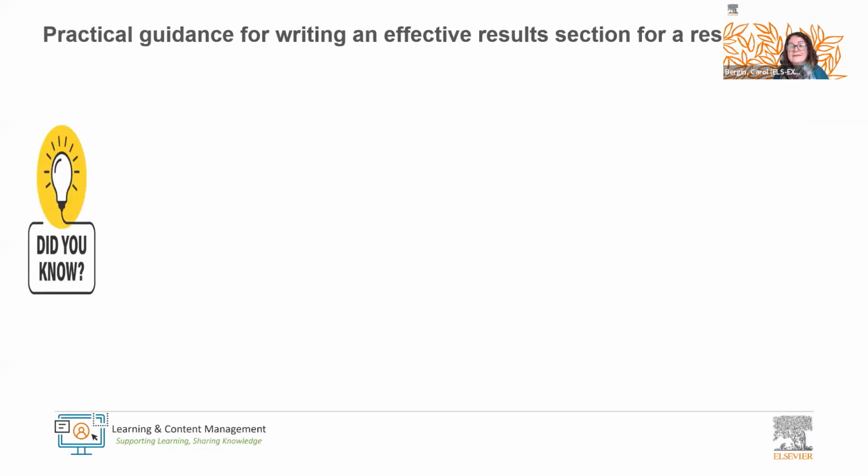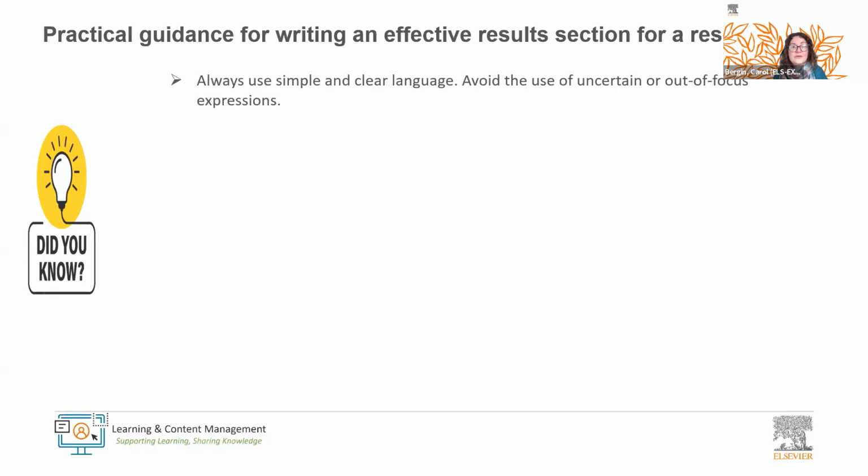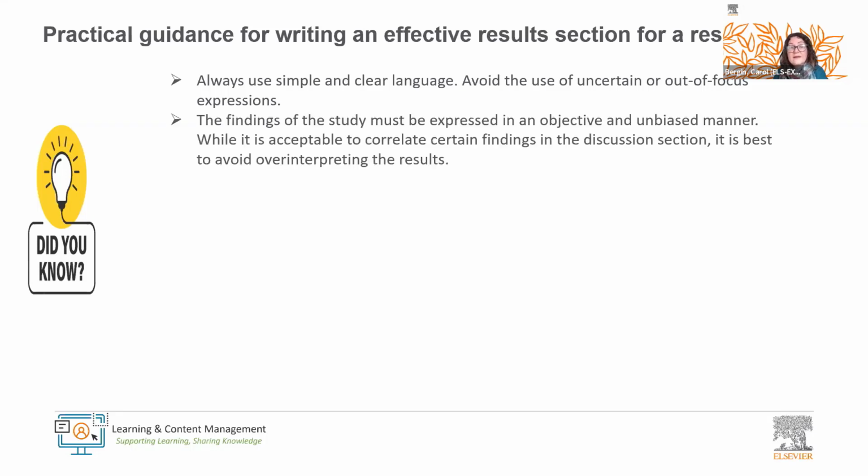And then in this final point, I just wanted to talk about practical guidance for writing an effective results section. So just to briefly mention this, this is our Did You Know corner. So we're going to highlight just some practical advice for you for writing this effective results section. So always use simple and clear language, avoid the use of uncertain or out of focus expressions. The findings of the study must be expressed in an objective and unbiased manner.